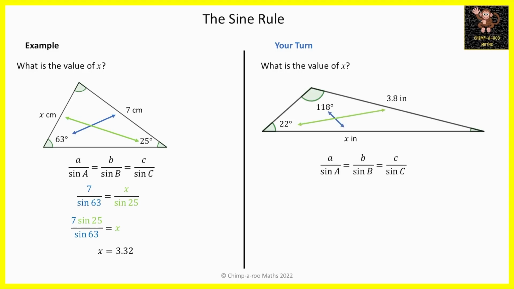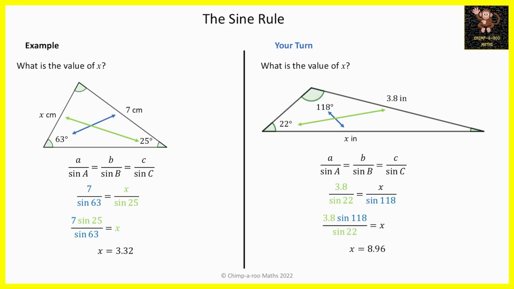Write down the formula again, very important. Always good here to draw the diagram and draw the arrows, so you know which side is opposite which angle. So 3.8 is opposite 22 and x is opposite 118. Okay, so 3.8 divided by sine 22 is equal to x divided by sine 118, multiplied by sine 118. There we go. Right, pop into your calculator and x is 8.96.